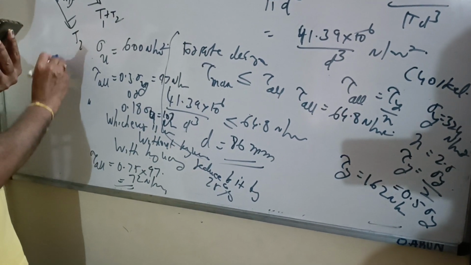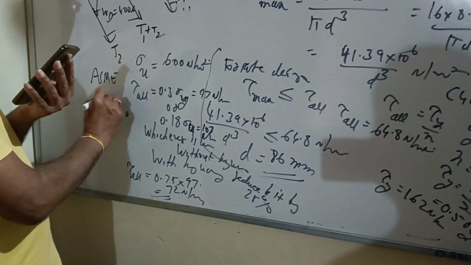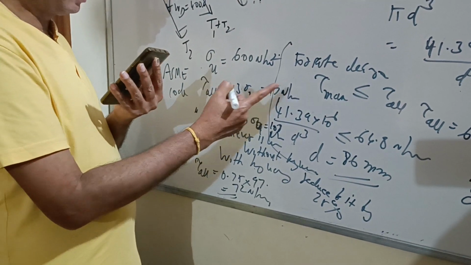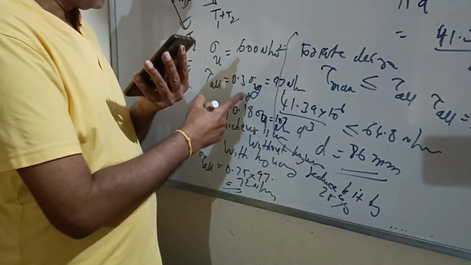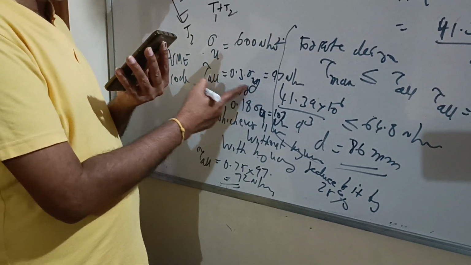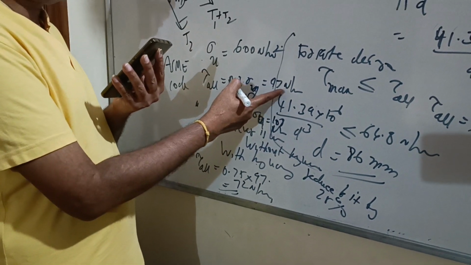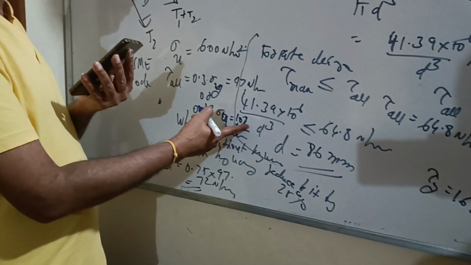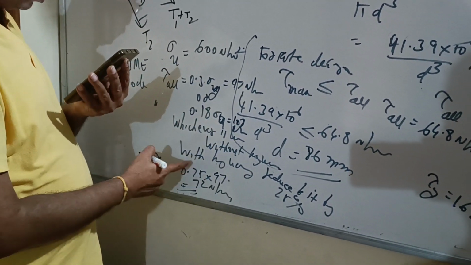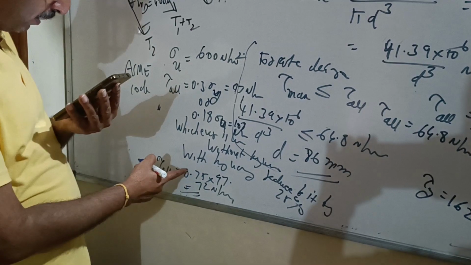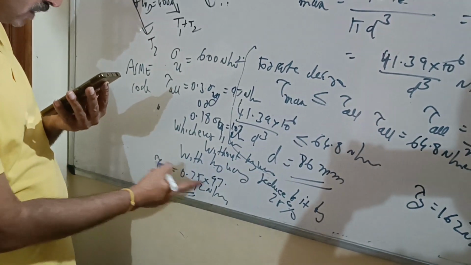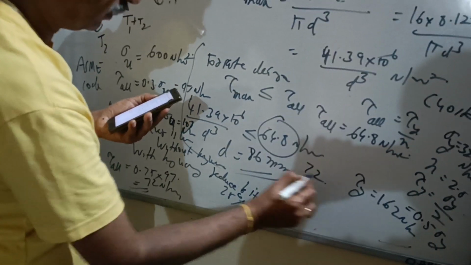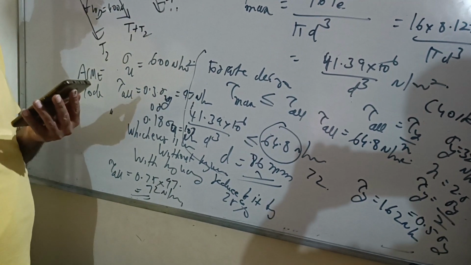Whereas if you use the ASME code, for steel purchased under definite specification, allowable shear stress should be 30% of the elastic limit, that is 0.3 times sigma y, which is 97 Newton per mm square, or not over 18% of ultimate strength, which is 108 Newton per mm square. Here 97 is smaller, so let us adopt that. This is without keyway. With keyway, it has to be reduced by 25%, just multiply by 0.75. I am getting 72. So instead of putting 64.8 here, if I put 72, I will get very close to this 86 millimeter.